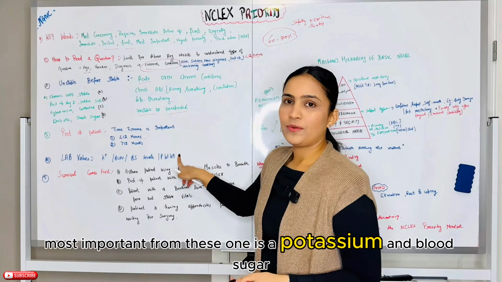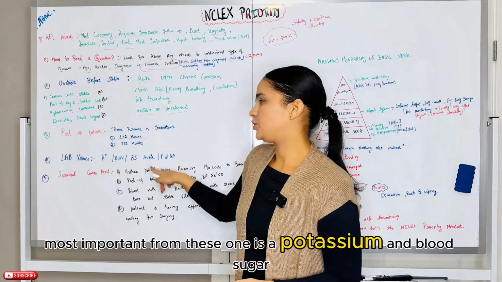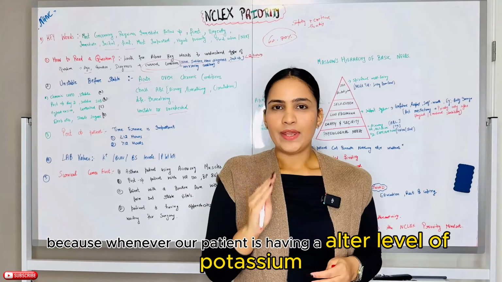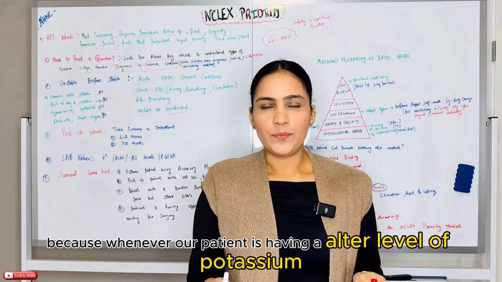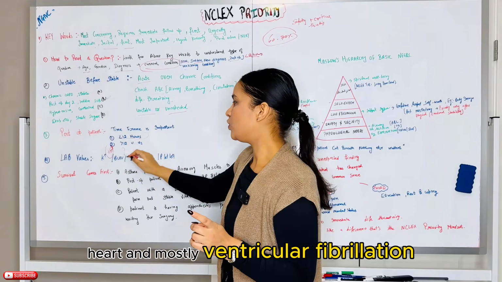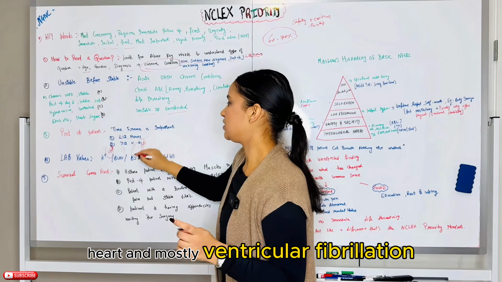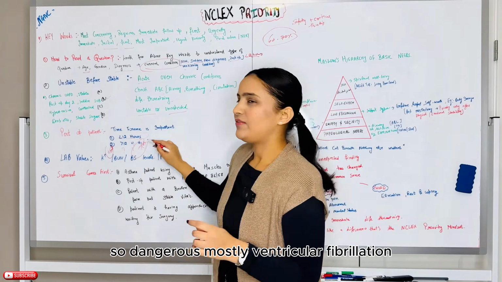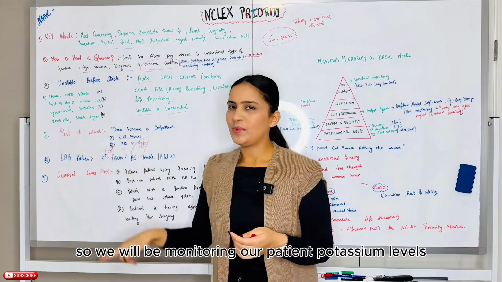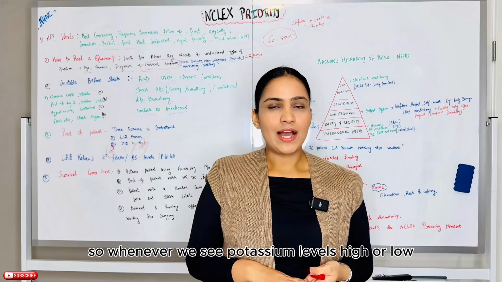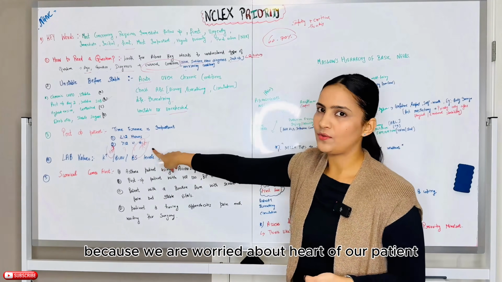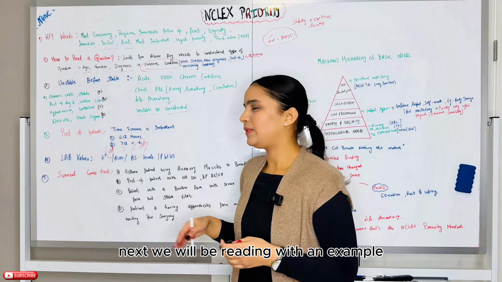Most important from these are potassium and blood sugar. For potassium, they can test you on your NCLEX and LVN, because whenever our patient is having an altered level of potassium, it will have an impact on the heart of our patient. Mostly ventricular fibrillation, so dangerous. So we will be monitoring our patient's potassium levels. Whenever we see potassium levels high or low, that patient will be your priority, because we are worried about the heart of our patient.